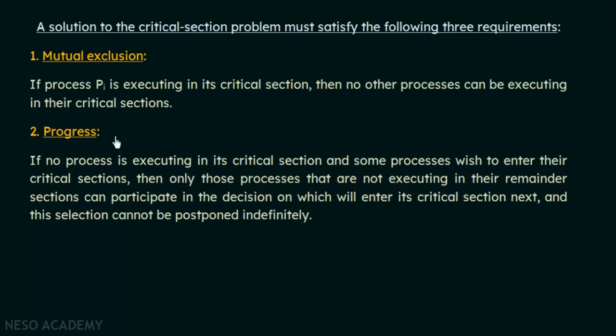What we mean by this is that, let's say at some point of time there are no processes executing in their critical sections, and at that point of time 2 or more processes want to enter their critical sections. So it says here some processes wish to enter their critical sections. Then the question is, which of the processes that want to enter the critical section should be allowed to execute in their critical section? Because we know that only one process can execute in its critical section at one time. So which of the processes that wish to enter should be allowed to execute in the critical section?